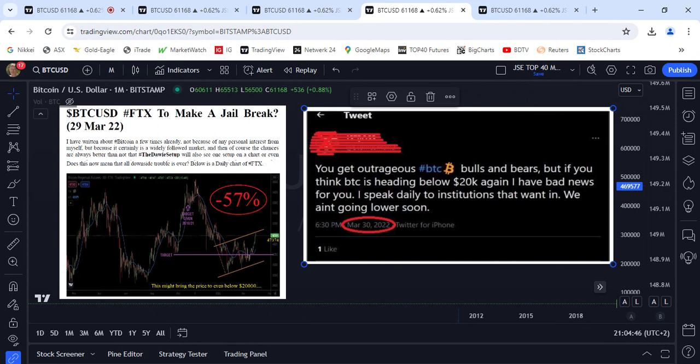We ain't going lower soon. And as you can see there in the red circle, this tweet was out on the 30th, just the day after my article. He didn't address me, and I don't think he referred to me. It was purely coincidental that he referred to the $20,000 price that I also placed in my article.